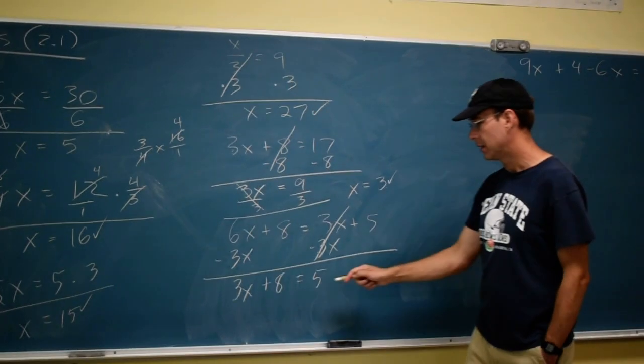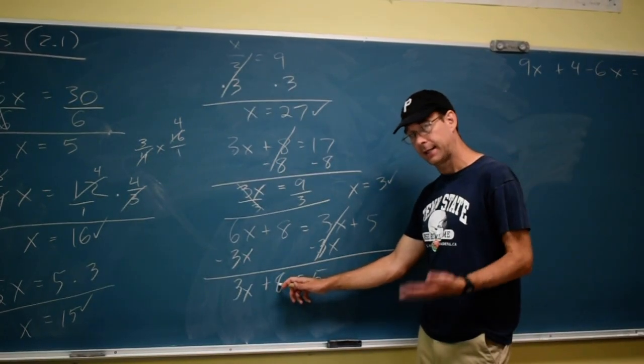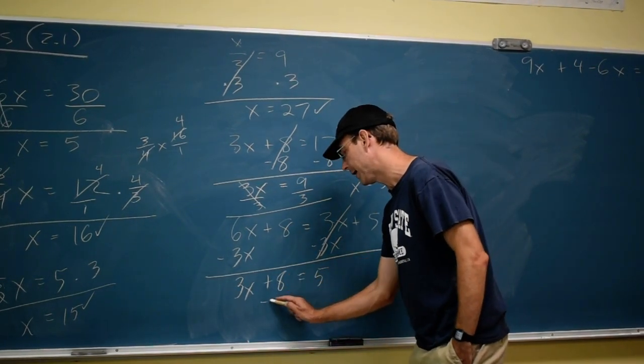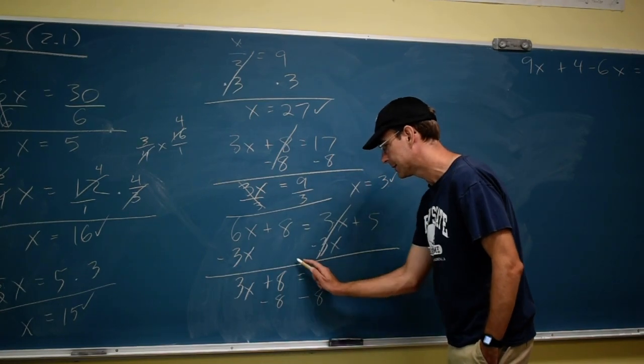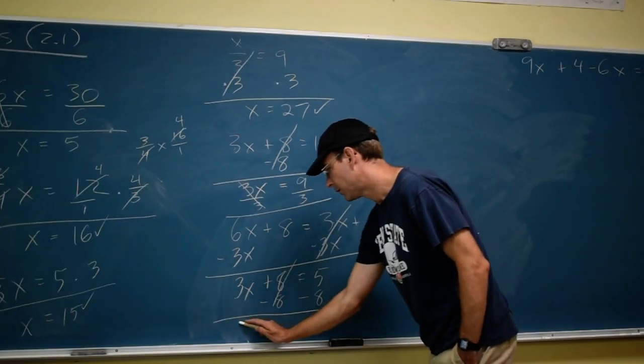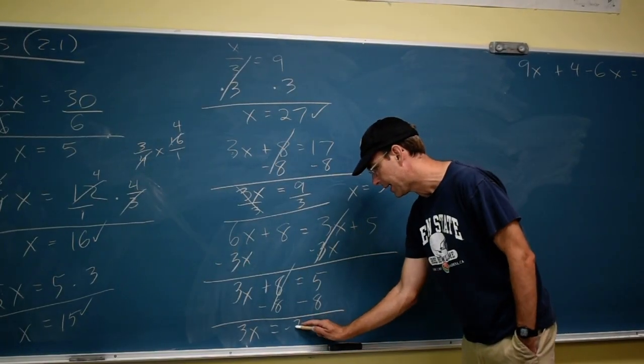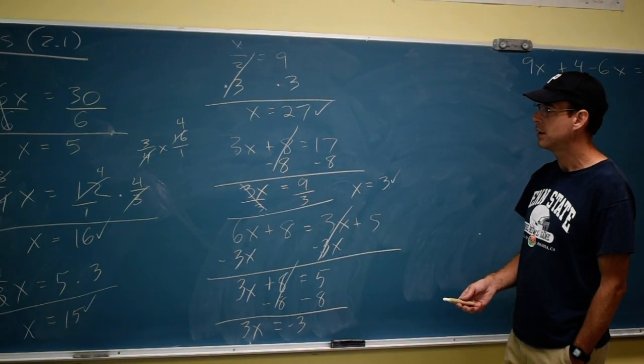Now it's opposite time. Okay, again, the adding and subtracting has moved up the list. We're going to add or subtract before we multiply or divide. So subtracting 8, get rid of 8s. 3x is left, equals is there. 5 minus 8 is negative 3. Be careful on your signs.